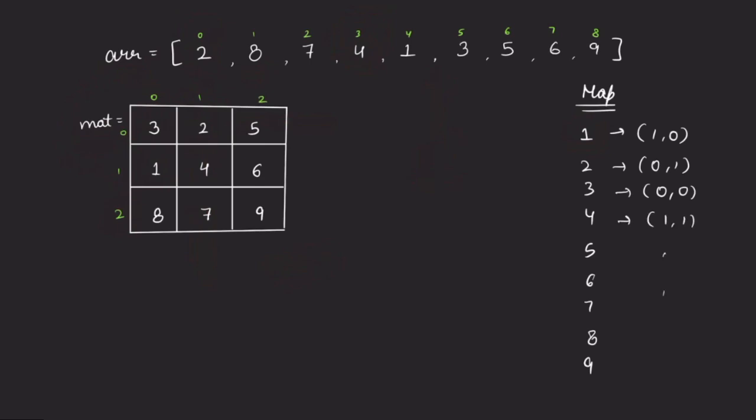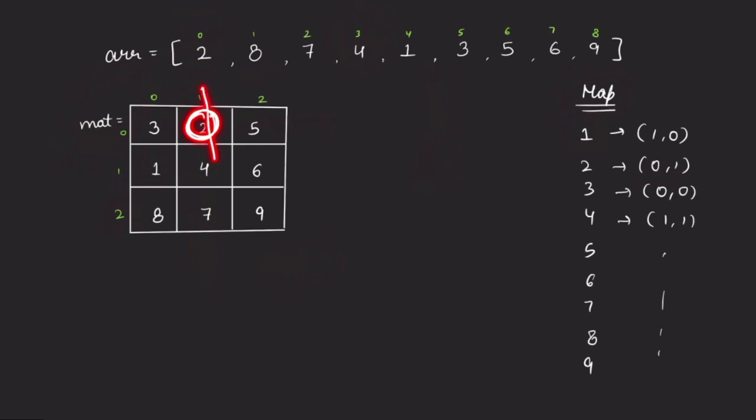4, 1 comma 1 and so on. Like this we can store, right? Now you do not have to iterate inside the entire matrix to find out the position of a particular element. You can take it directly from the map in constant time, right? So now here the first element is 2. So its position is 0 comma 1. So you can mark it.